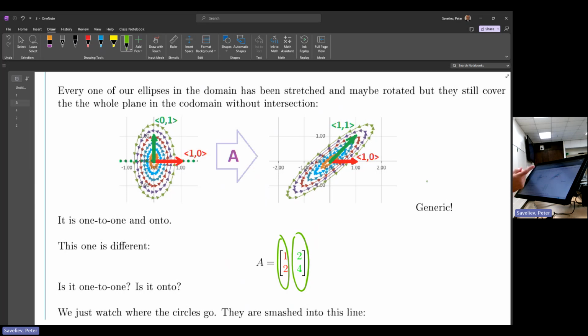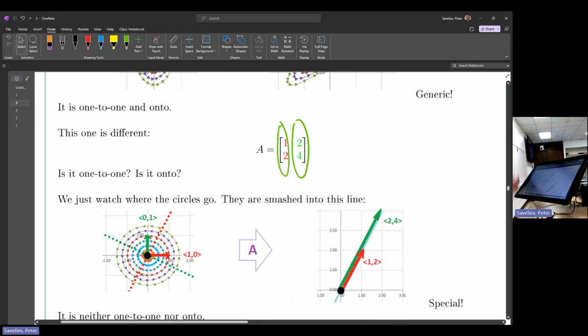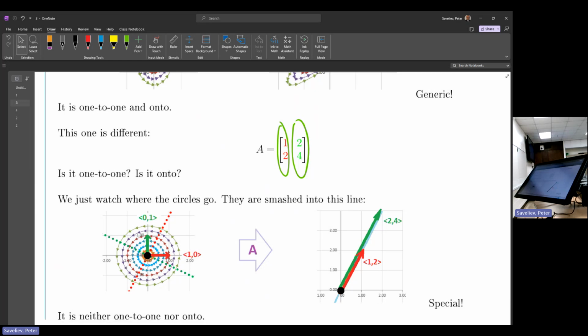And once again, these are where the basis vectors go, and so they go into multiples of each other, which means what? Which means that there's this collapse, or as we usually call it, a projection. So as you can see, the first vector goes to (1, 2), and the second one goes to (2, 4). They're parallel, which means that there's nothing else.